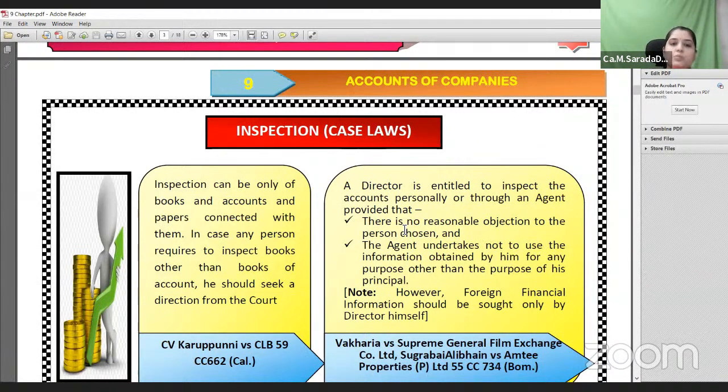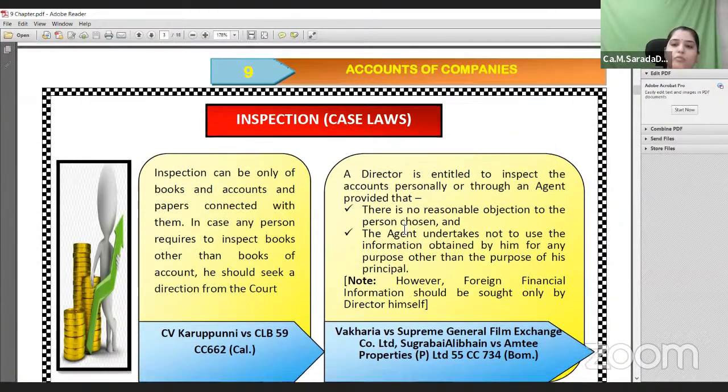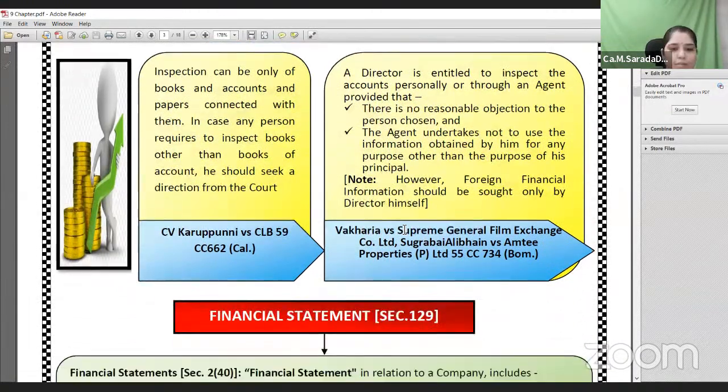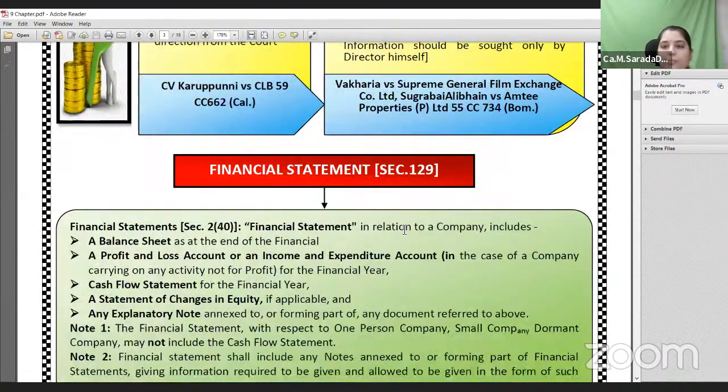Okay, so inspection can be done only of books of accounts and papers connected thereto. If a member, other than a director, wants to inspect, generally the Companies Act does not allow him to inspect the books of accounts. If he wants to inspect them, he needs to take the approval of the tribunal or the court, according to the famous case law. Okay, so these are the important aspects.